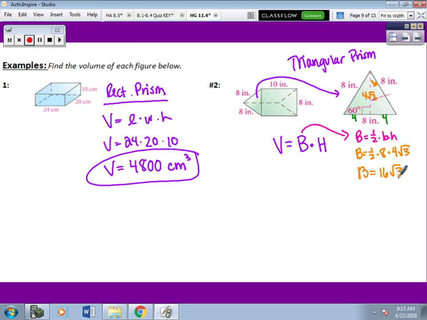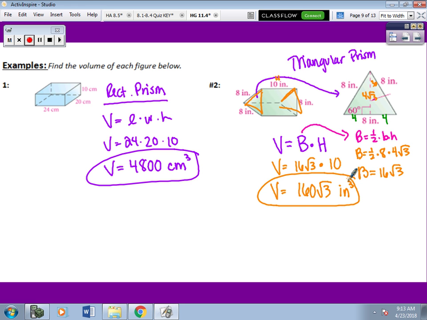What is the height of the prism itself? Not the height of the triangle, but the height of the prism itself. 10. Distance from base to base. So we'll have 16√3 times 10, which would be 160√3. Might as well just leave it in simplest radical form. We don't have to reach for our calculator. And again, that will be cubic inches.